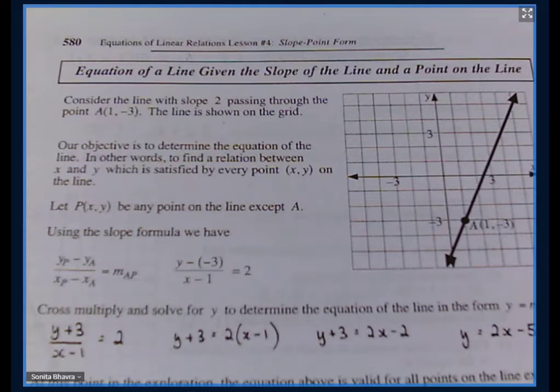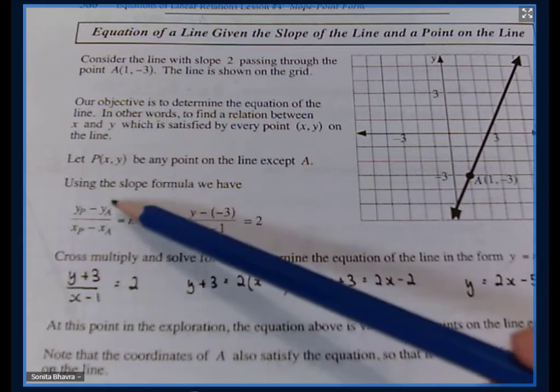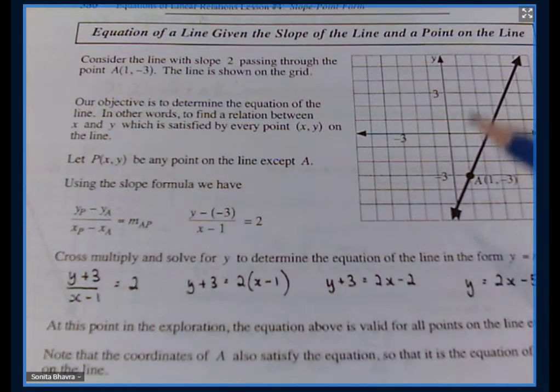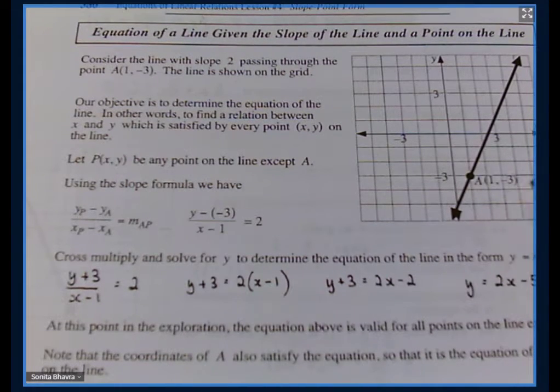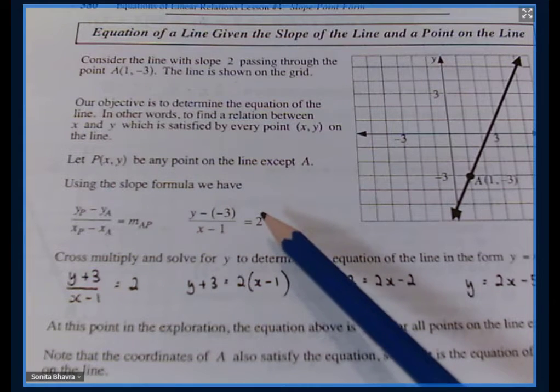All right, and so since we do have a point on the line, and we can use any point on this line, but we're specifically looking at A, and we also know our slope, we can use our slope formula. So we call our slope formula rise over run. We're using this point here and this point here. All right, so that becomes y minus -3 and then x minus 1. And that gives us our slope of 2.